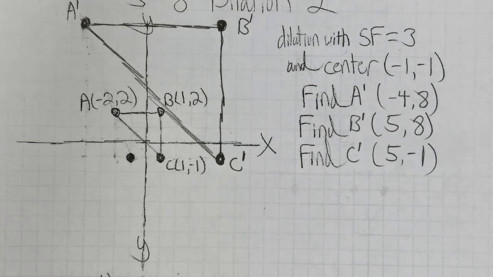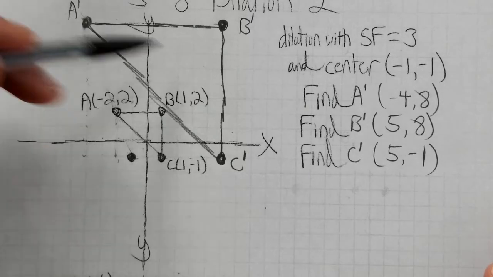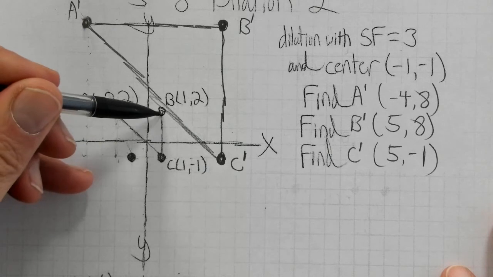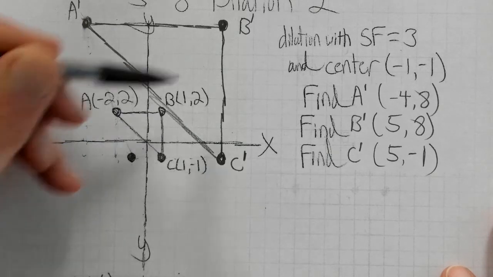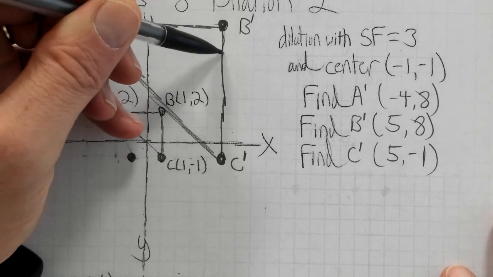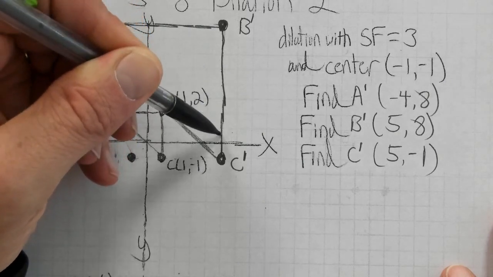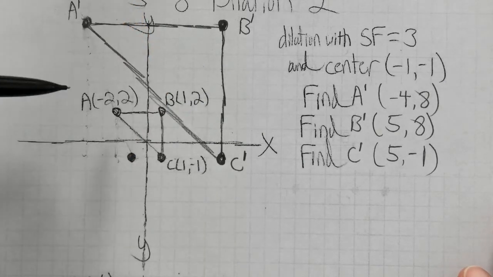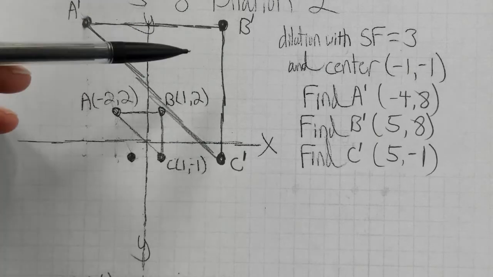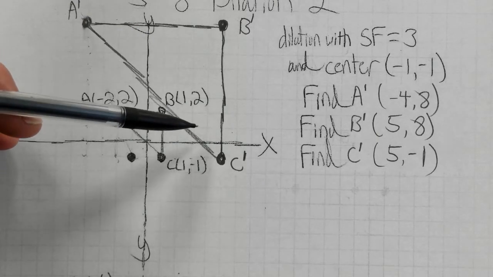And we can see that the new triangle is 3 times as big as the old triangle. Which, by the way, everything is 3 times as big. Like even this side, 1, 2, 3. So how long do you think this side's going to be? 1, 2, 3, 4, 5, 6, 7, 8, and 9. Okay? So everything's 3 times as big as it was before.